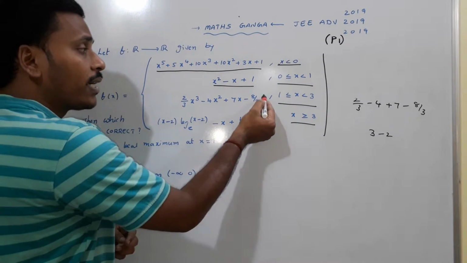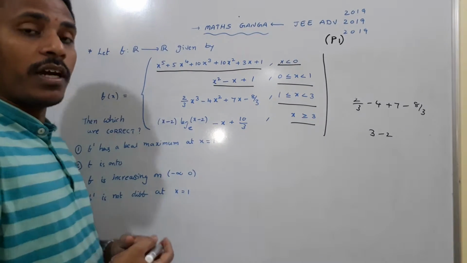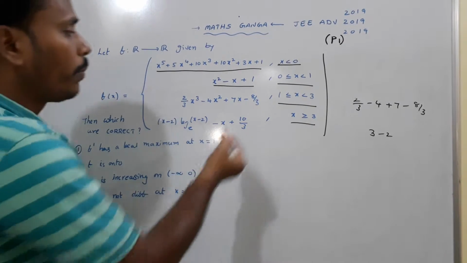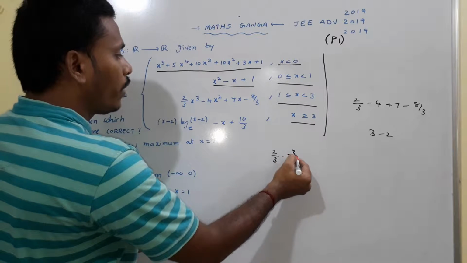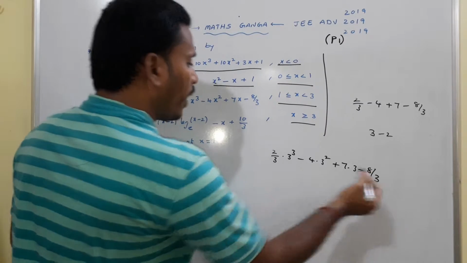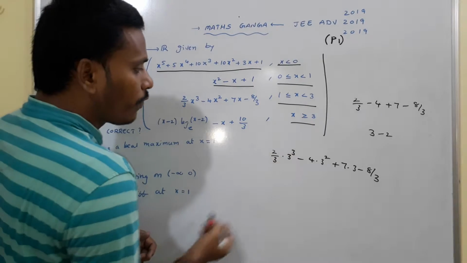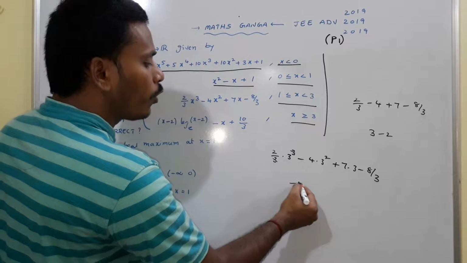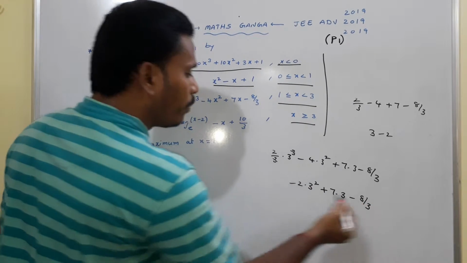Then again you need to check in the left hand side of 3 as well as in the right hand side of 3 for the functional value of f. In the left hand side of 3, if you replace x with 3, you will get 2 by 3 of 3 cube minus 4 into 3 square plus 7 into 3 minus 8 by 3. If you observe, 3 will get cancelled, 3 square is 9, 2 into 3 square minus 4 into 3 square is minus 2 into 3 square plus 7 into 3 minus 8 by 3.